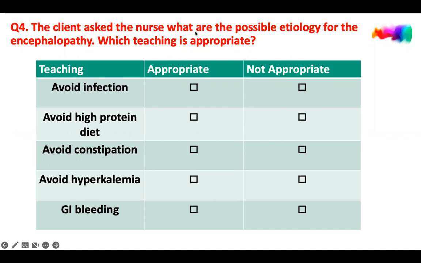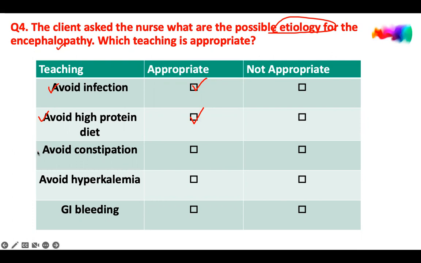The client asks the nurse, what are the possible etiologies for the encephalopathy? Which teaching is appropriate? Now you want to know, why did I develop encephalopathy? What causes it? If I have end-stage liver disease, what will worsen my condition to develop encephalopathy? The key thing is to avoid infection, so this is appropriate. You should avoid a high protein diet, which is appropriate. You cannot completely eliminate protein from your diet, but you should avoid high protein because you cannot break down ammonia.